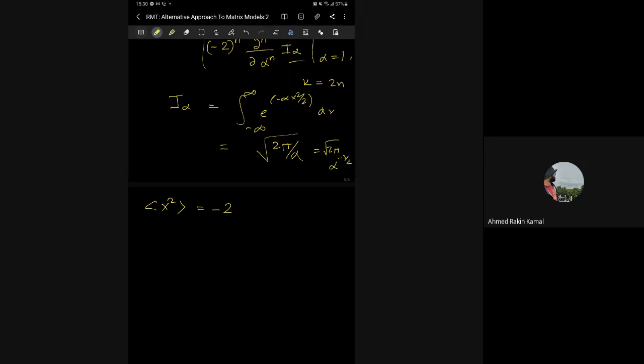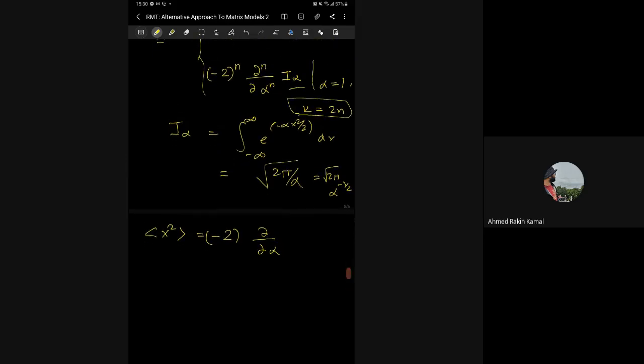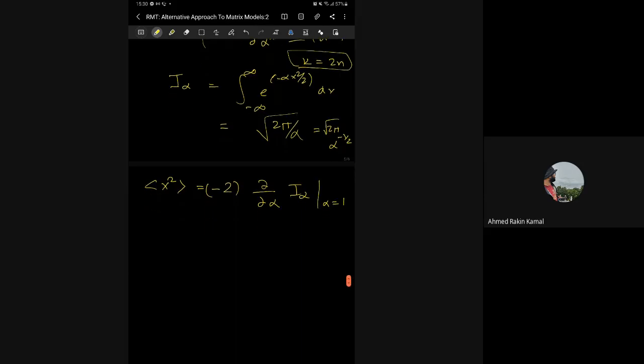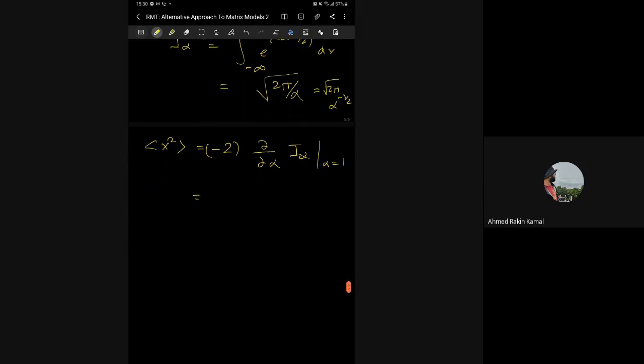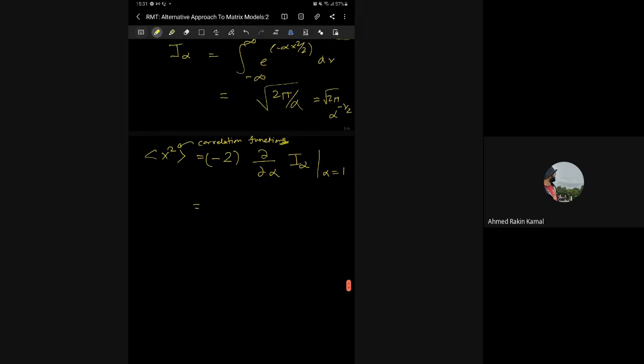So you get a -2 factor, and you have to take a derivative since it's k equals n, that is, I'm looking at the even things. You have to take the derivative and set alpha equal to 1. That's how I am claiming you can generate all these. We sometimes call these correlation functions. We'll see this more in the matrix scenario, that they have a very beautiful interpretation. But even in quantum field theory, you have very beautiful interpretation of these things.